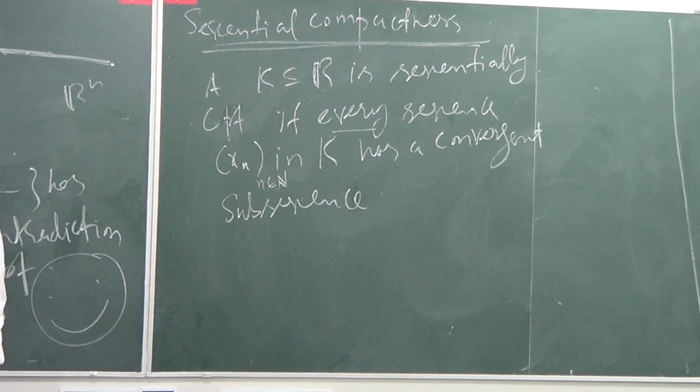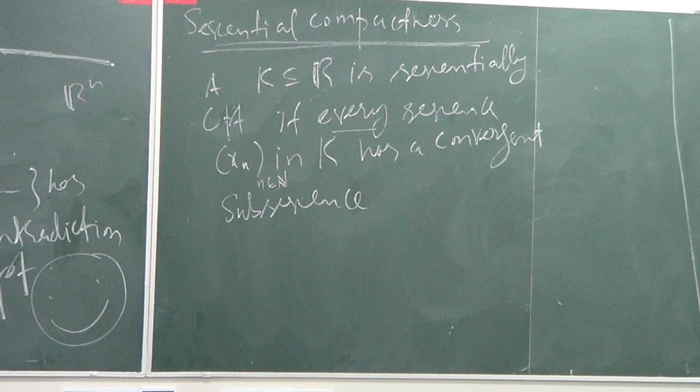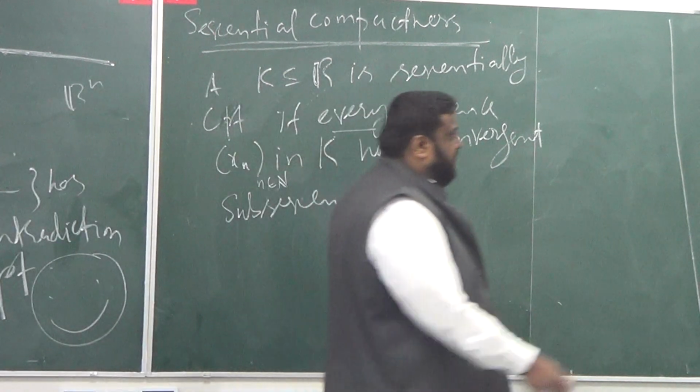Only one, or at least one? At least one subsequence. In other words, if you want to show that a set is not sequentially compact, you take a sequence in that set and show it has no convergent subsequence. For example, I'll give you two examples.